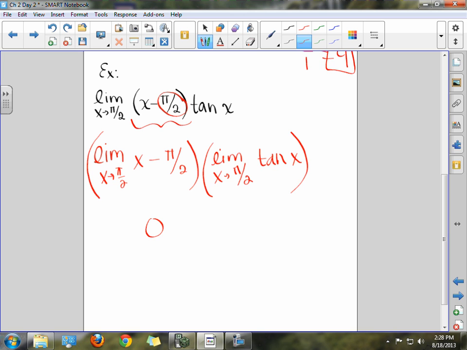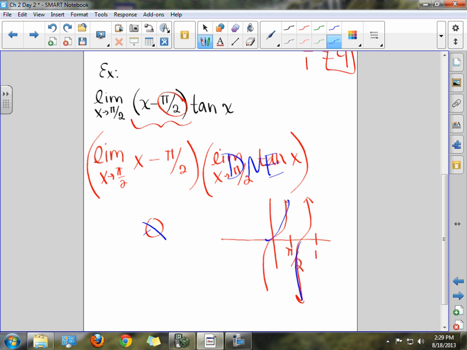This thing right here, if you know what the graph of tangent looks like, it looks like this. You have asymptotes at pi over 2 and at every odd multiple of pi over 2. And so this limit doesn't exist. The limit from the left doesn't equal the limit from the right. So since this limit doesn't exist, the product rule does not apply.